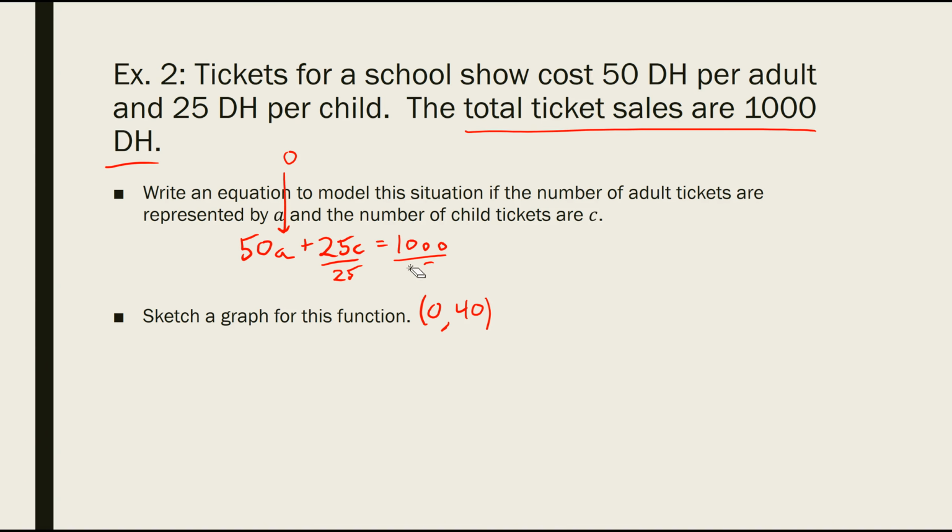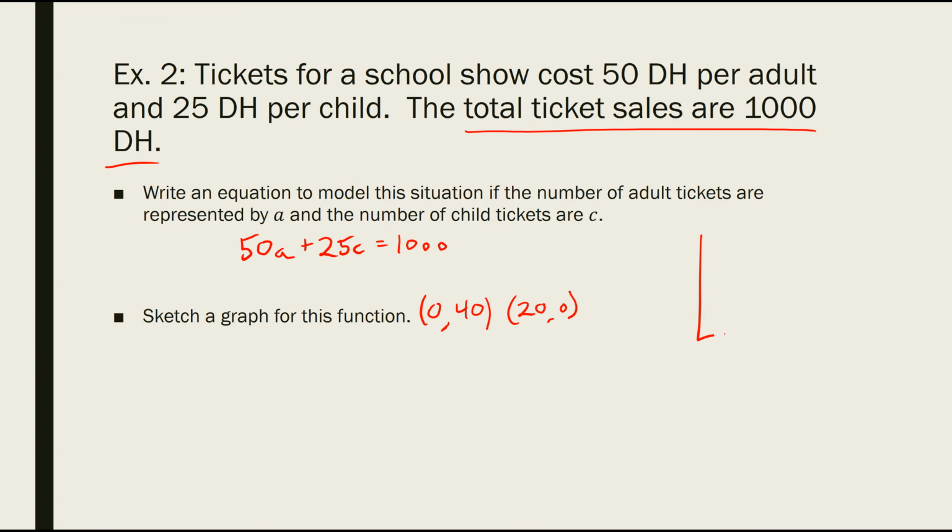Okay, and now to find the other intercept, let's plug in 0 for C. When I plug in 0 for C, that term goes away. I divide by 50 to solve for A, and it looks like A is going to equal 20. So A is 20 when C is 0. And let's just sketch a real quick graph of this.